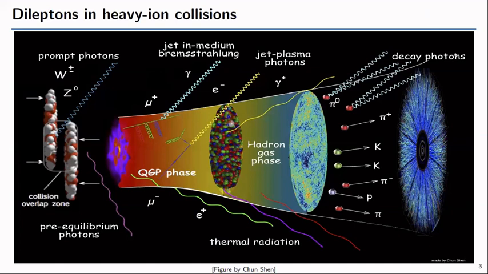So let me start with this nice picture of the space-time evolution of a heavy ion collision, where you see all the different phases starting from the pre-equilibrium phase, going to the QGP, the hadron gas phase, and the freeze-out phase. And in this talk, of course, I will focus on dileptons. So we mean correlated pairs of electrons and positrons, or muons and antimuons, which are generated by the same particle, where you can see some examples originating somewhere here.